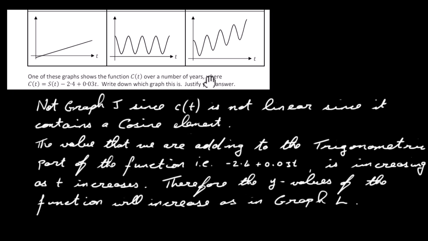So what I'm saying here is that the value that we are adding to the trigonometric part of the function, i.e. this part here, is increasing as t increases. So as t gets bigger and bigger, this whole thing here gets bigger and bigger, and we're adding that to the trig part of the function. So it's increasing as t increases. Therefore, the y values of the function will increase as in graph L. So the answer here is graph L.